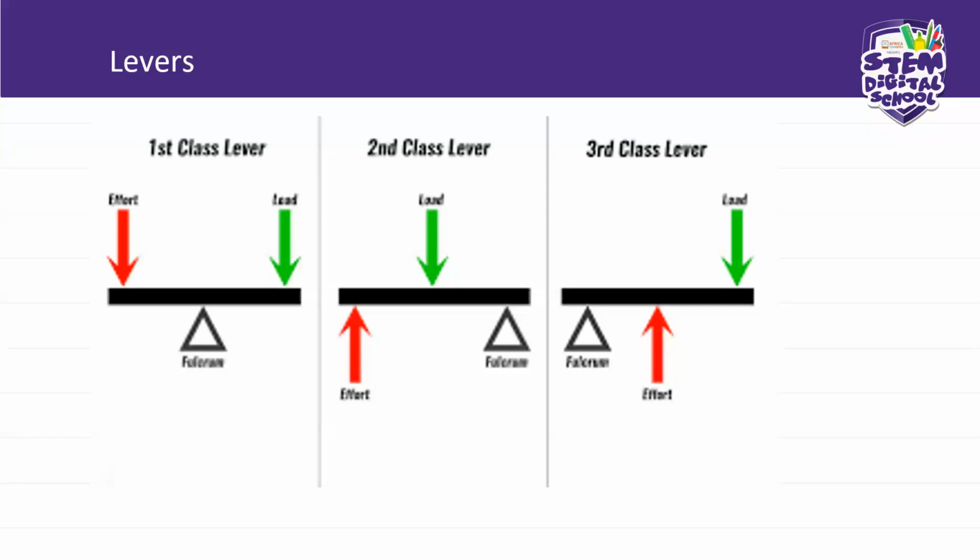You have your fulcrum in the middle. So you always remember that. That's the first class.